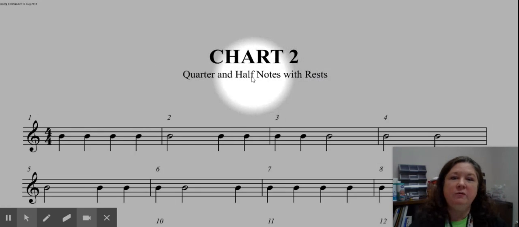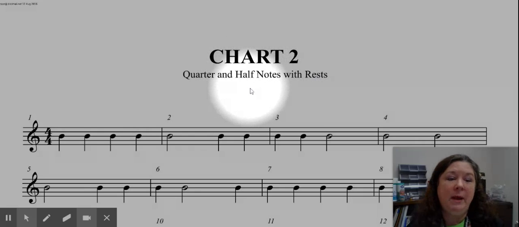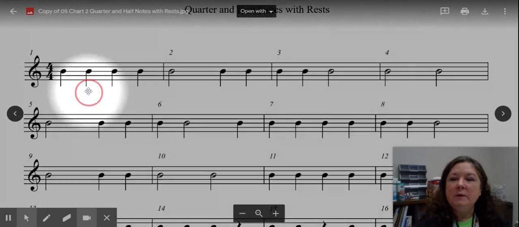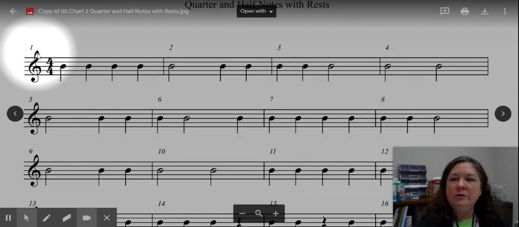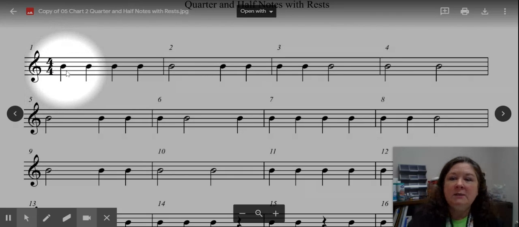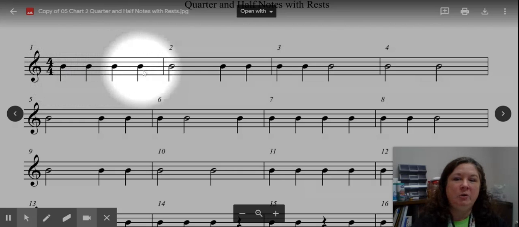Today we are going to be counting through Rhythm Chart 2, subtitled Quarter and Half Notes with Rest. So you've just hopefully watched the video about half notes and you're ready to begin to count these. So let's take a look at what we have in the first line here. Measure number 1, we have the time signature 4/4, so we are 4 beats in a measure. The quarter note is getting 1 beat. So measure 1 is the most boring measure in the world with 4 straight quarter notes.